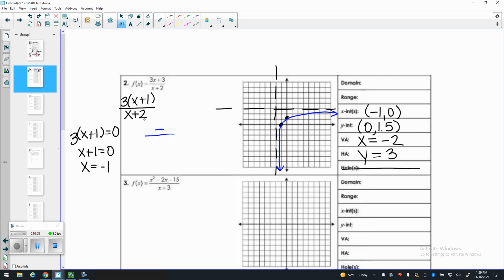Plug -3 into my denominator as well. -3 plus 2, is it positive or negative? Negative. Now, when I divide two negatives, it becomes what? Positive. So is this graph going to go up my vertical asymptote or down? It's going to go up because this is positive.